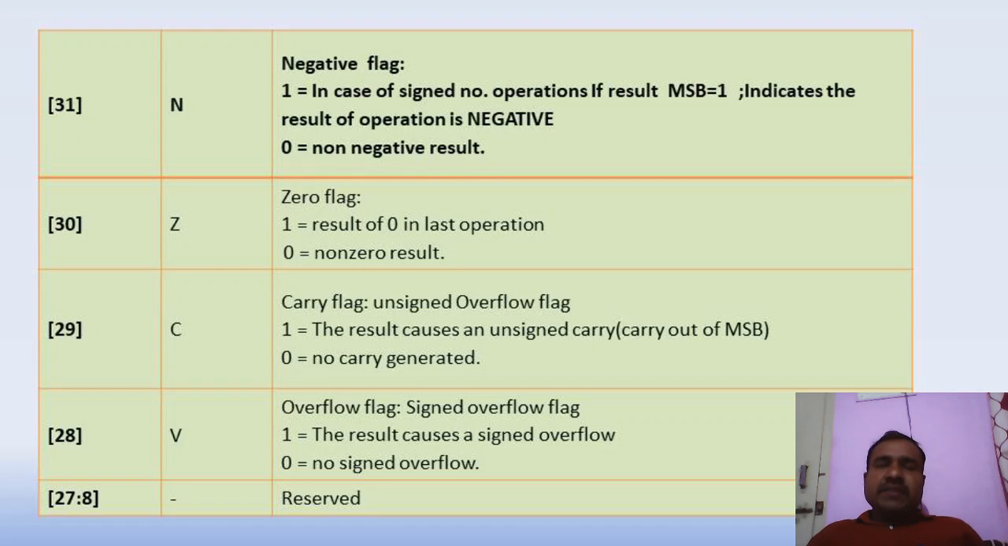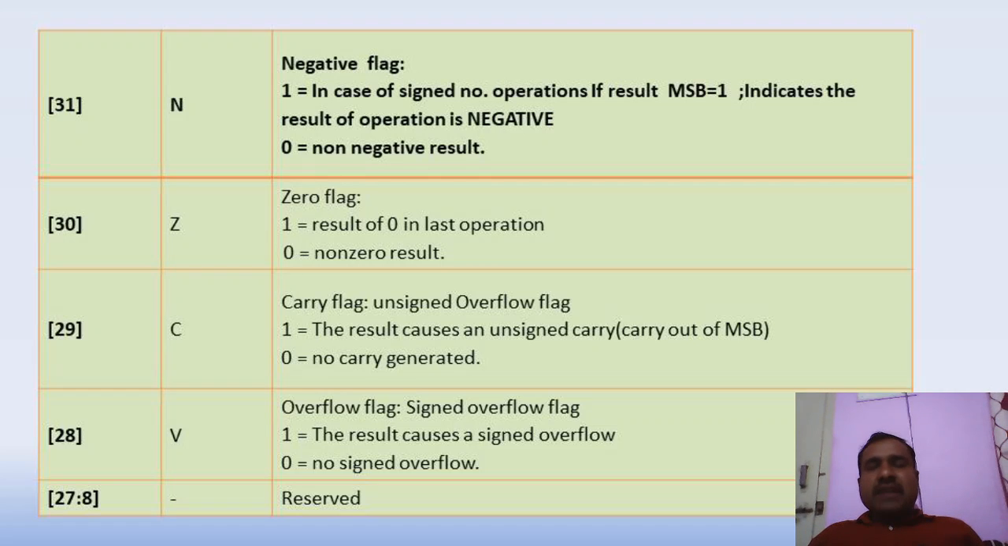The first one, bit number 31, is N, which stands for the negative flag. This negative flag tells whether the number is negative or positive. If the MSB is 1, that means the number is a negative number. MSB means the 31st bit of the data. If that is equal to 1, the number is treated as negative, and if it is 0, it is treated as positive. This is very helpful in signed operations.